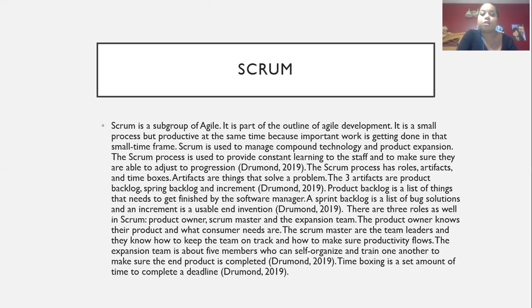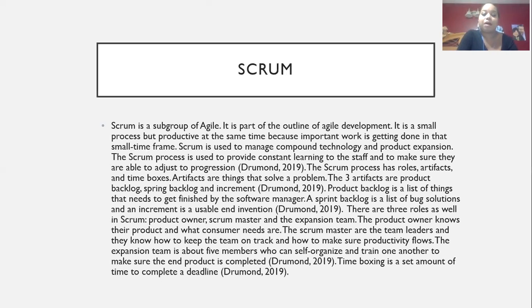The product owner knows their project well and what the consumer needs. The scrum master are the team leaders, and they know how to keep the team on track and how to make sure productivity flows. And I'll go into more detail. That will be my third topic. And then the expansion team or the team members is about 5 to 7 members who can self-organize and train one another to make sure that the end product is completed.